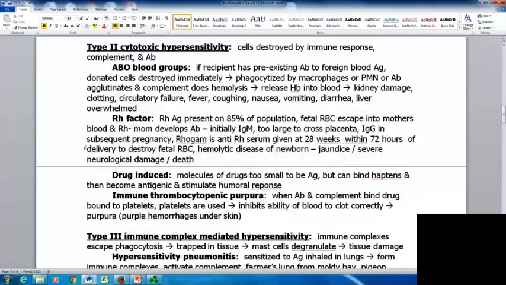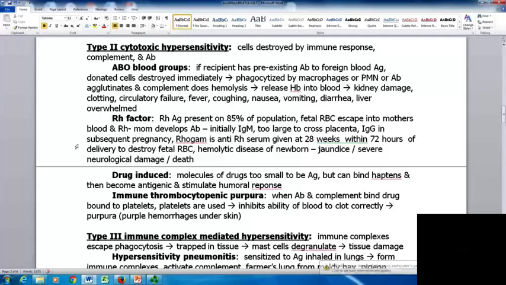The RH factor, the RH antigen is present in 85% of the population. So during pregnancy, fetal red blood cells will escape into the mother's blood. If the mom is Rh negative, she will develop an antibody reaction. Initially, it's IgM, which is going to be too large to cross the placenta. But in subsequent pregnancies, it's going to be IgG, which is able to cross the placenta.